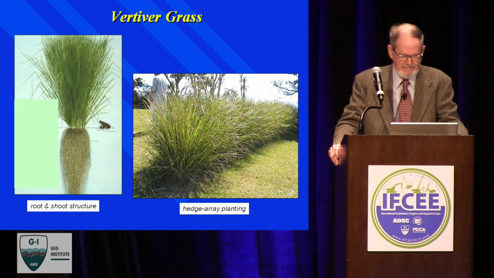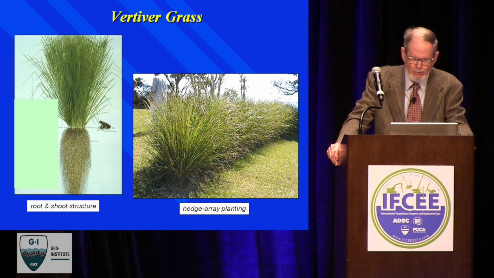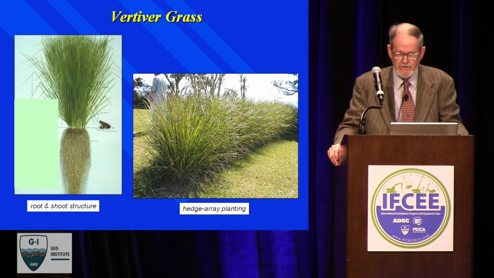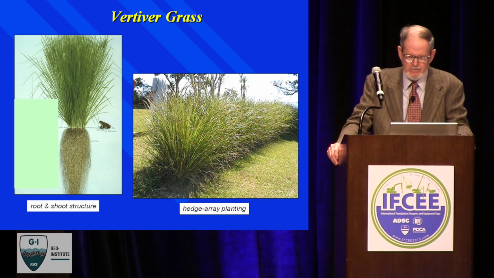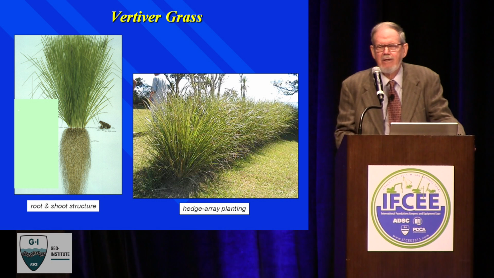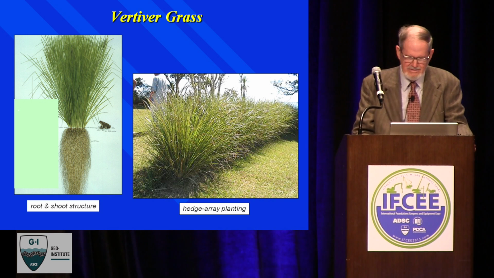Vetiver grass has a very dense, deeply penetrating, and tough root system. The roots support an equally dense, strong, and erect stem and leaf structure. Vetiver is widely used in tropical and subtropical regions, mainly for erosion control. The grass is normally planted in hedge-like arrays on contour across slopes.